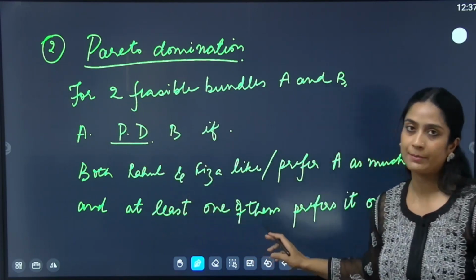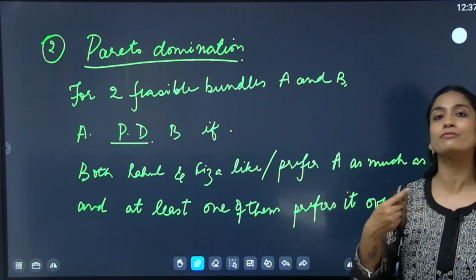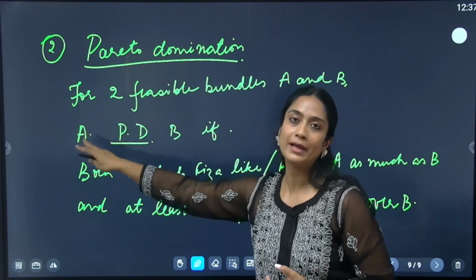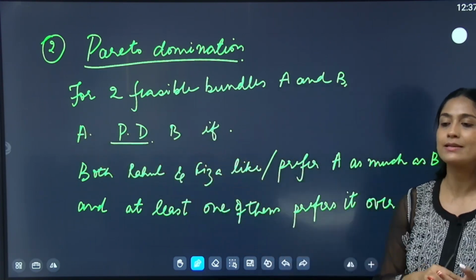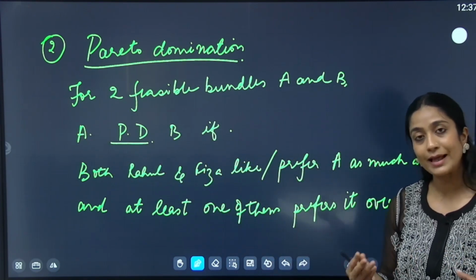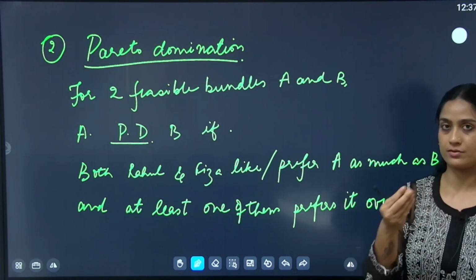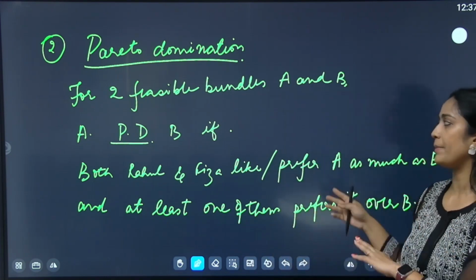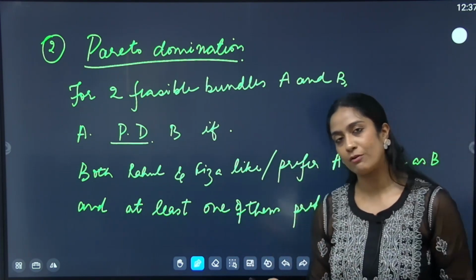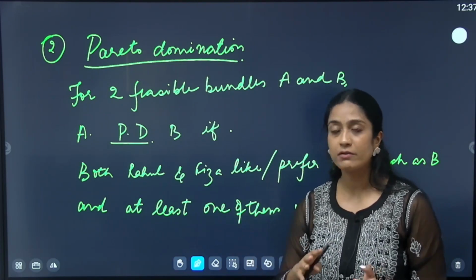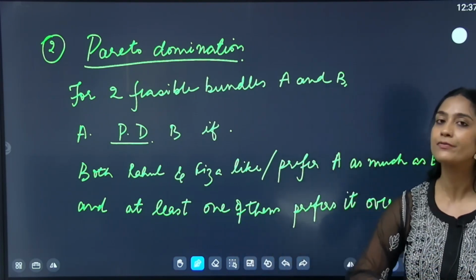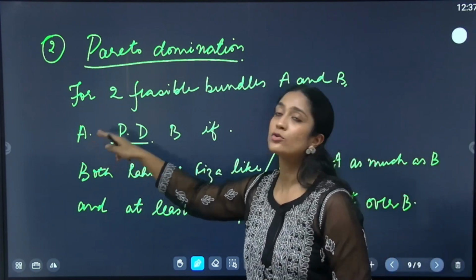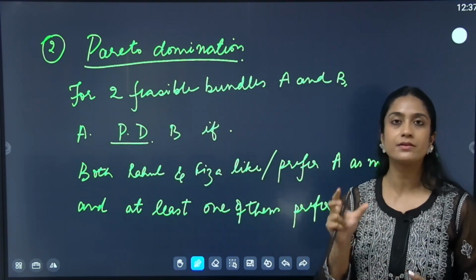At least one of them. It could just be the case that both of them prefer their bundles under allocation A as compared to B, but it is sufficient that only one of them prefers. It's not required that both be better off at A. Even if one is better off and the other is indifferent, not worse off, then we say that A Pareto dominates B.